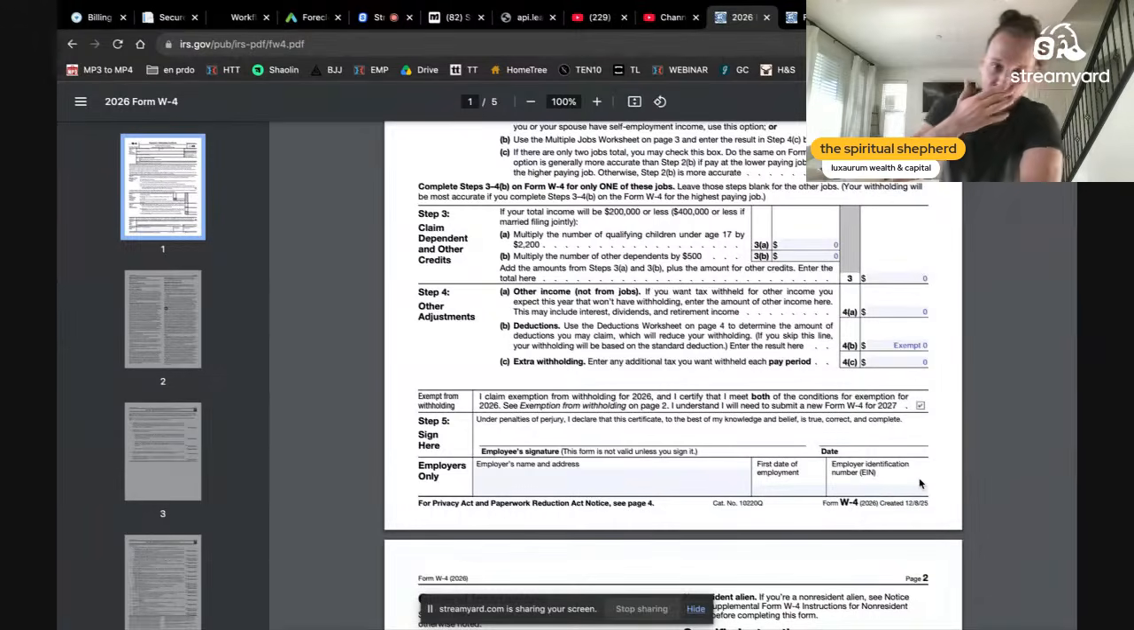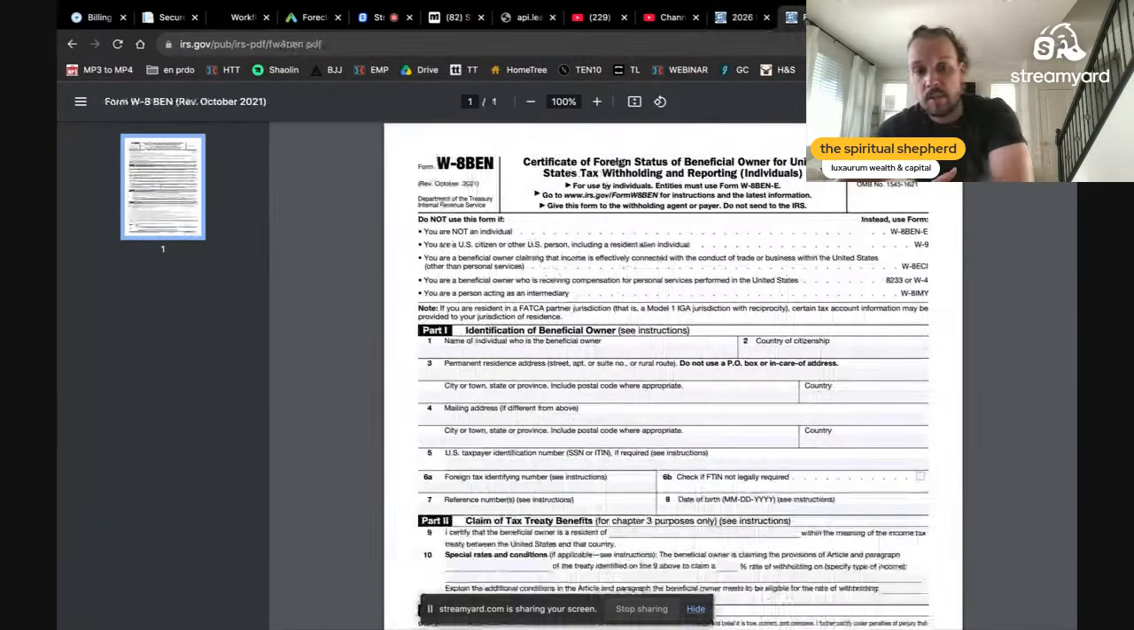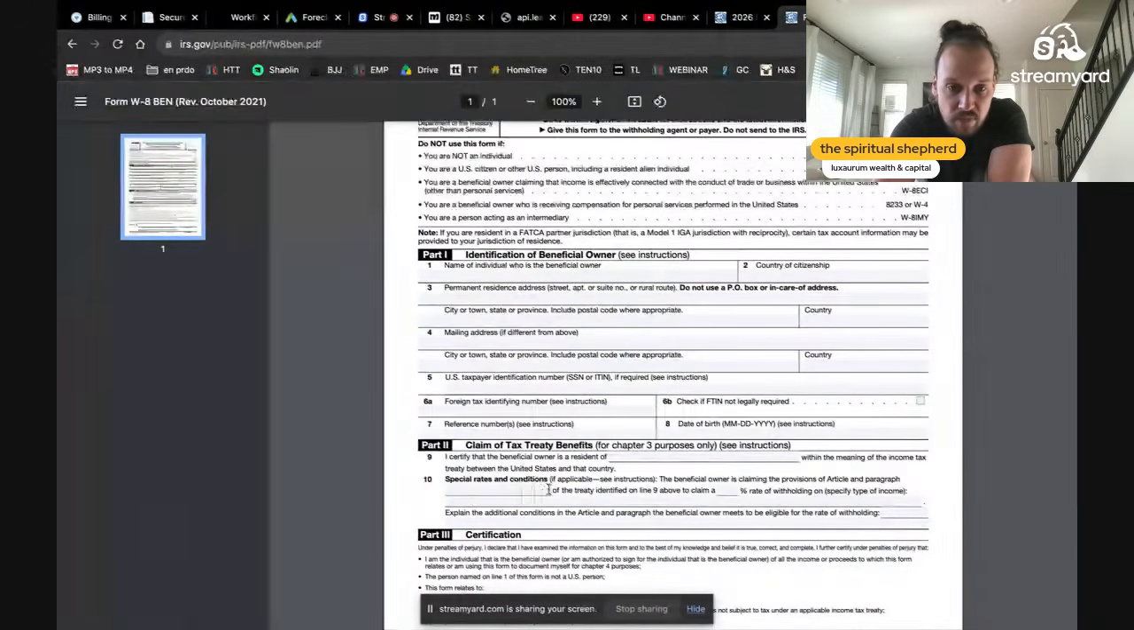All right, so the big thing, let's talk about it. The W8BEN, at the bottom in special rates and conditions: I certify that the beneficial owner is a resident of America, or the United States of America, or the American Republic, or the Republic of America, within the meaning of the income tax. So there's all this type of stuff. You do zero file. I've already saved and done a lot of stuff like this. This has very much helped people.